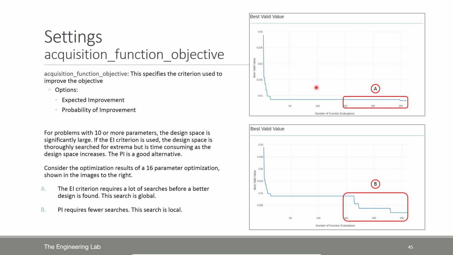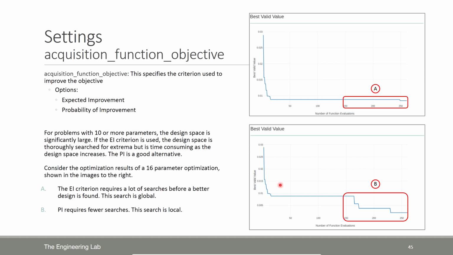Remember, with 20 parameters, your design space is going to be very large. With expected improvement, you're going to be exploring a lot. So expected improvement may not yield a quick enough solution to you. An alternative to expected improvement for large problems, say with 20, 15 parameters, is to use what's called the probability of improvement acquisition function.